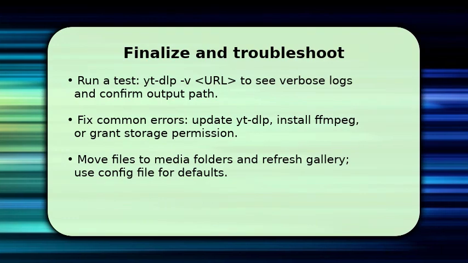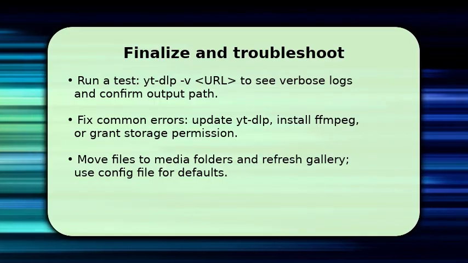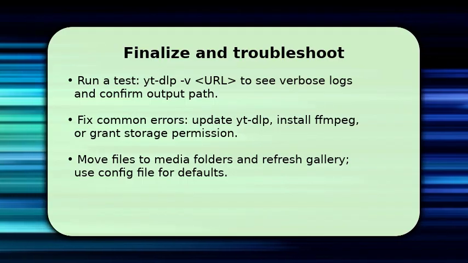You finish by running a test download and inspecting results. Use yt-dlp -v URL to get verbose logs, confirm the saved file, and check playback. If something fails, make sure you updated yt-dlp with pip install -U yt-dlp, that ffmpeg is installed, and that Termux has storage permission. These 3 fixes resolve most issues.